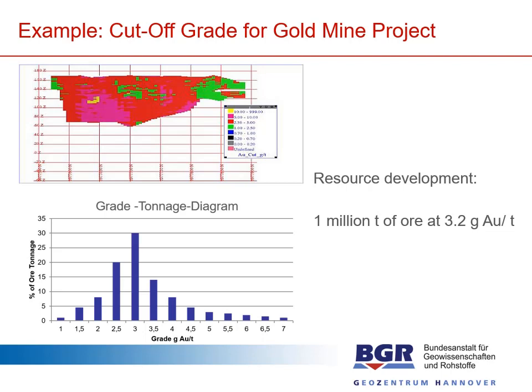grams per ton. 30% of all blocks have an average grade of 3 grams per ton, 20% 2.5, and almost 15% have an average grade of 3.5 grams per ton. There are also some blocks that have far higher grades, and also some that go down to 1 gram per ton, which is the cutoff grade.